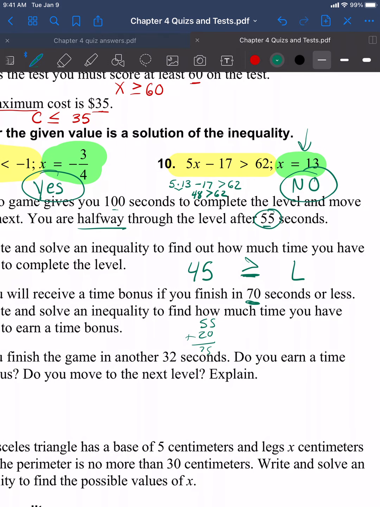So what's 15? So you're saying I have 15 seconds to finish the rest of the half of the game, right? If I finish the rest of the half of the game in 15 seconds, what is that when you add it together? 70? Oh my gosh. Do you think I'm going to be able to finish the game in 15 seconds if it took me 55 seconds to do only half of it? Yeah. I don't know, that seems a little sketchy.